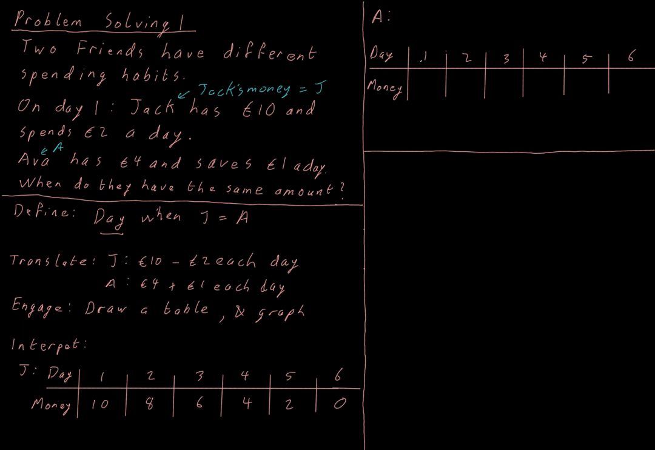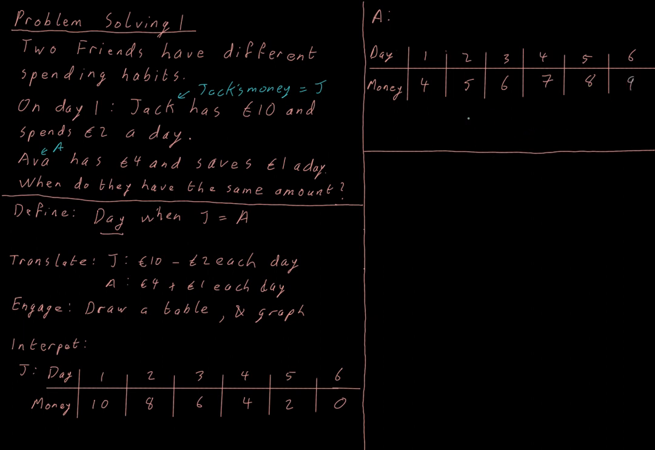Now I've drawn out my neat table for Ava, and ideally I would have left myself more space, but I'm a little bit cramped on my screen here. So on day 1, we know that Ava has €4. And on the next day, she will have saved €1. So we know that our money goes up by €1 each day. So €5, then €6, then €7, then €8, then €9.